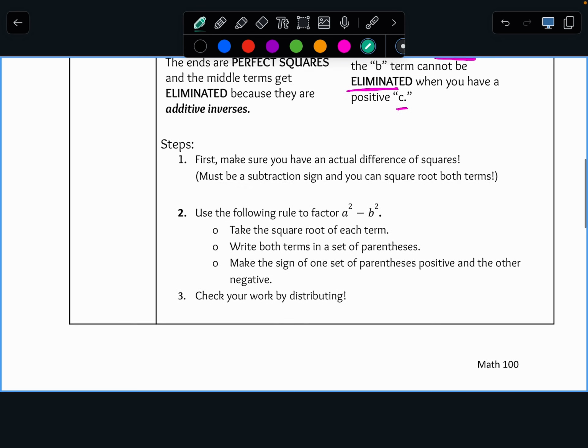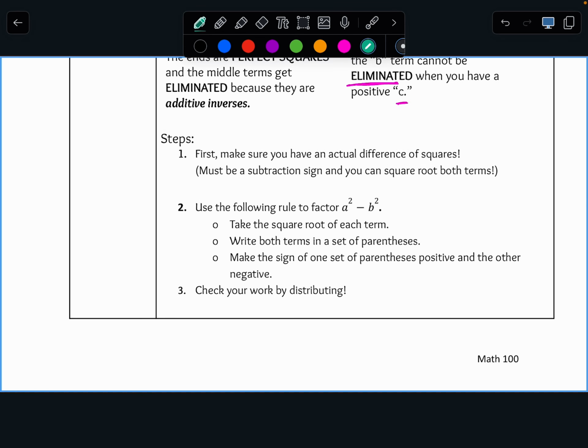So we'll go through the steps again and then we'll do some practice. So first, make sure that you have an actual difference of squares.